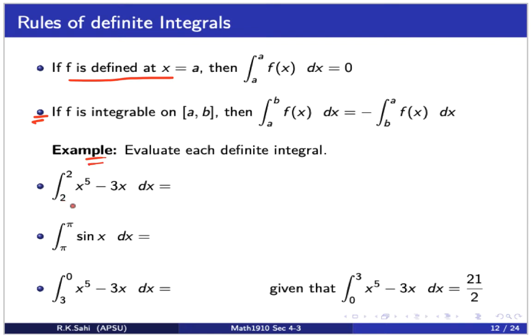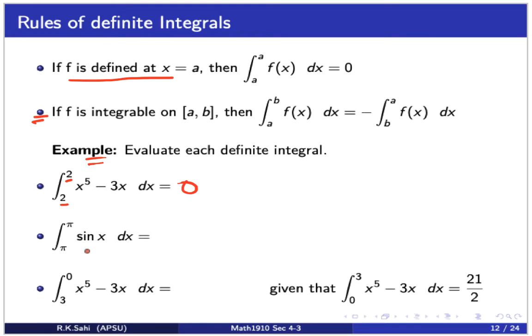The first example says you would like to evaluate the integral from 2 to 2 of x^5 minus 3x dx. Now remember, if the lower limit and the upper limit are the same, we don't even care what the function is. Automatically, the answer is 0.